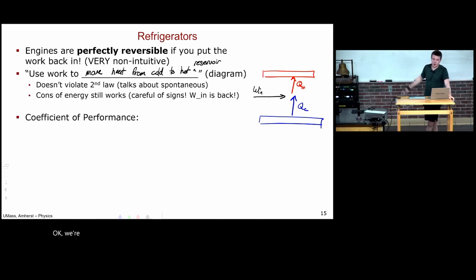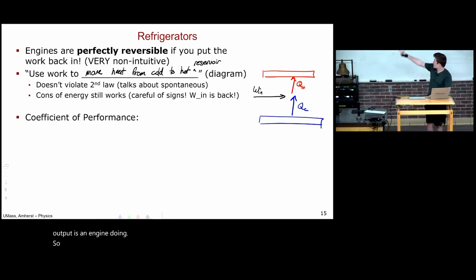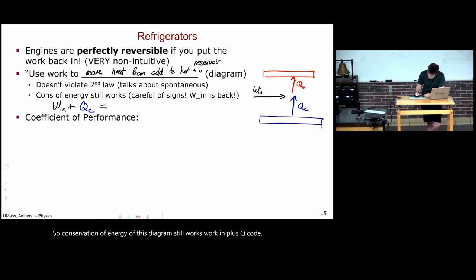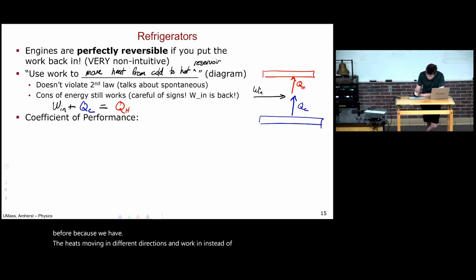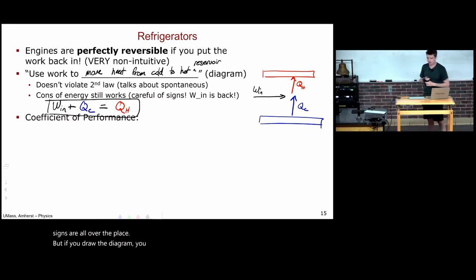Okay, we're back to work in now, because for refrigerators, you care about how much power it takes to run the refrigerator, rather than how much power output an engine is doing. So conservation of energy of this diagram still works. Work in plus Q cold... I shouldn't say still equals. This is a different equation than before because the heat is moving in different directions, and work in instead of work out. So the signs are all over the place. But if you draw the diagram, you won't ever go wrong.